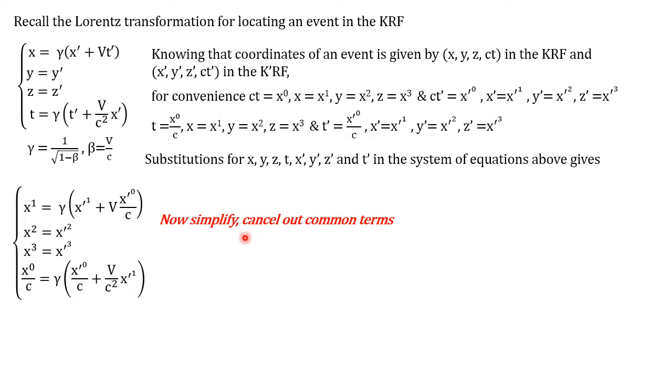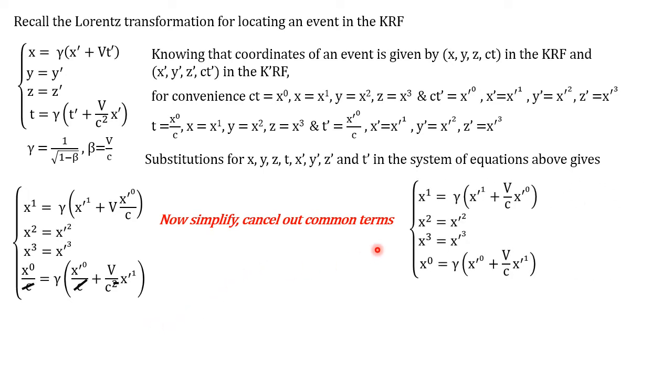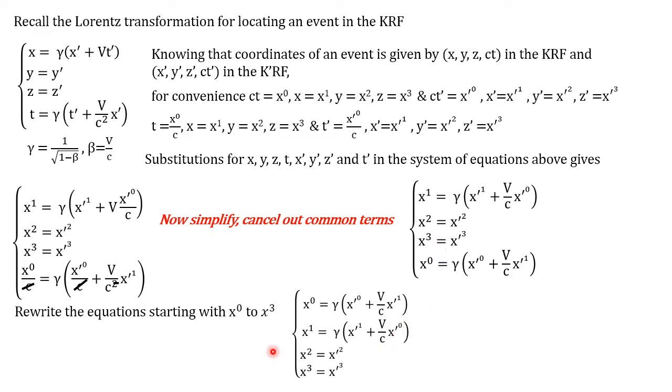Now simplify, cancel out common terms. Here in the denominators we have c squared, so we have some common c's there which can cancel out, and that gives us x1 which is that, x2 this, x3 that, and x0 now becomes gamma into x prime 0 plus v on c x prime 1. We write the equation starting with x0 to x3, so we're going to rearrange this. We have x0 brought up here, so that the superscripts are in ascending order, and we have x0 equals gamma into x prime 0 plus v on c x prime 1, x1 equals gamma into x prime 1 plus v on c x prime 0, x2 equals x prime 2, x3 equals x prime 3.